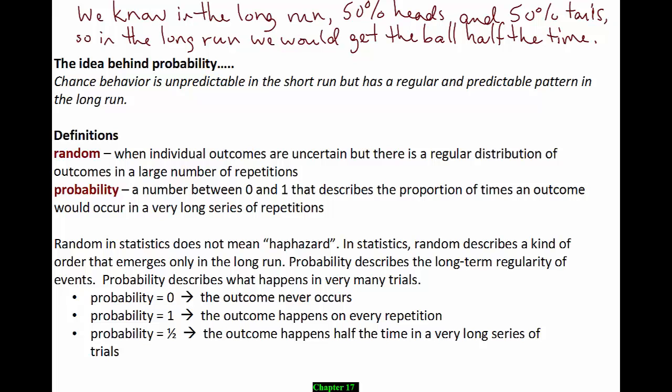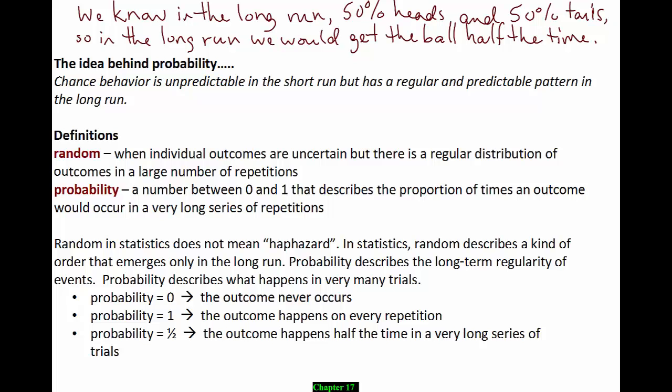We want to accentuate that random in statistics does not mean haphazard. In statistics, random describes a kind of order that emerges only when we can observe it in the long run. Probability describes the long-term regularity of events. A probability of 0 means the outcome is never going to happen. A probability of 1, our highest probability, is that the outcome happens on every repetition. A probability of a half is that the outcome happens half the time in a very long series of trials.